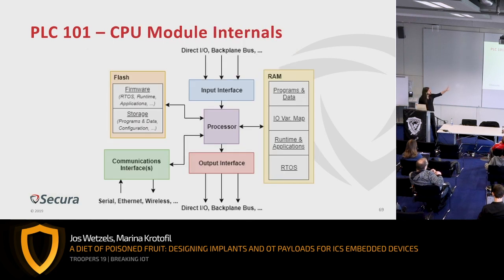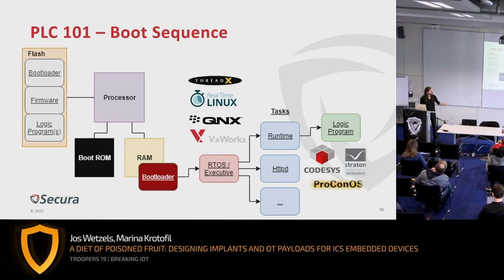And these are generally the internals, highly simplified, of what most PLCs look like. So at the core you have a processor, which can be more high-end, or it can be a small microcontroller, coupled to an input interface, which is either directly coupled to the I/O pins or to some backplane data bus. It is able to read from flash, where you store your firmware and your permanent storage. You have your communication interfaces, like your serial, your Ethernet, your wireless for your field buses and your industrial Ethernet. And then you have your RAM, where you store the programs and the data, the input-output variable map, the runtime applications, and the real-time operating system powering all of that, if there is a real-time operating system. Now, the boot sequence roughly looks something like this.